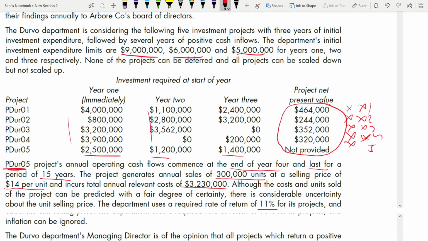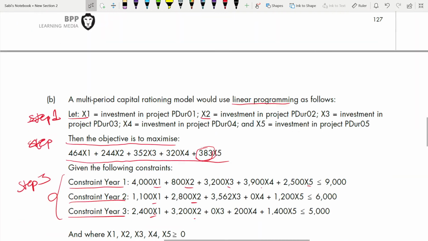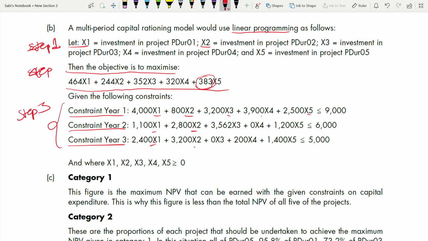All this. Let's say you are taking year 1. So you are taking 4 million into x1, 800 into x2, 3.2 into x3, 3.9 into x4, 2.5 into x5, which will be less than or equal to 9 million, because for year 1 the constraint is 9 million. Just see. Less than or equal to is very important. It is less than or equal to, always. Right? And this figure you can take from the table.